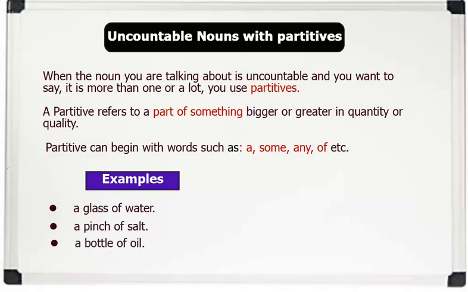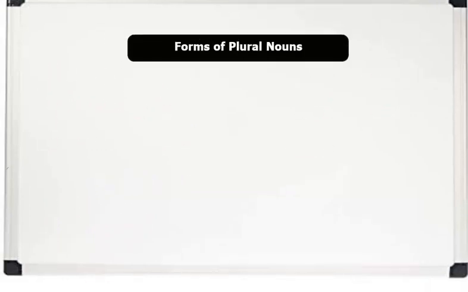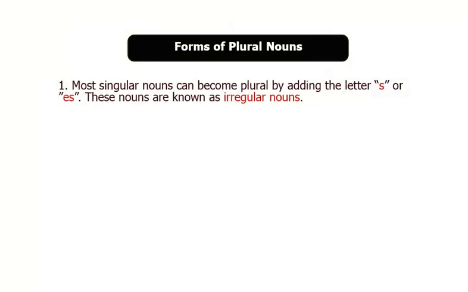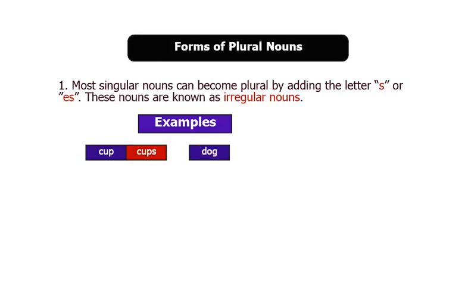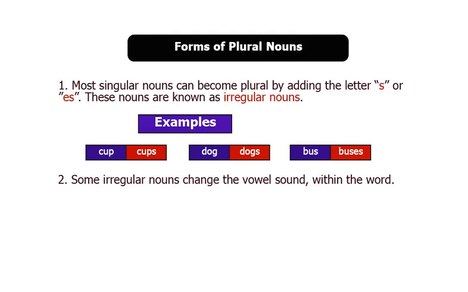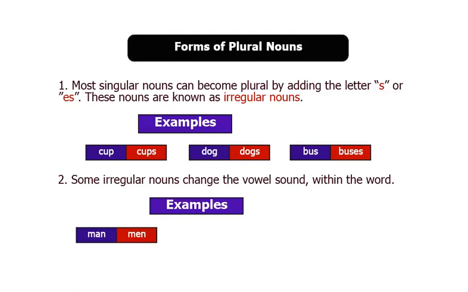Let's move over to forms of plural nouns. Forms of plural nouns. 1. Most singular nouns can become plural by adding the letter S or ES. These nouns are known as regular nouns. Examples: cup, cups, dog, dogs, bus, buses. 2. Some irregular nouns change the vowel sound within the word. Examples: man, men, city, cities, mouse, mice.